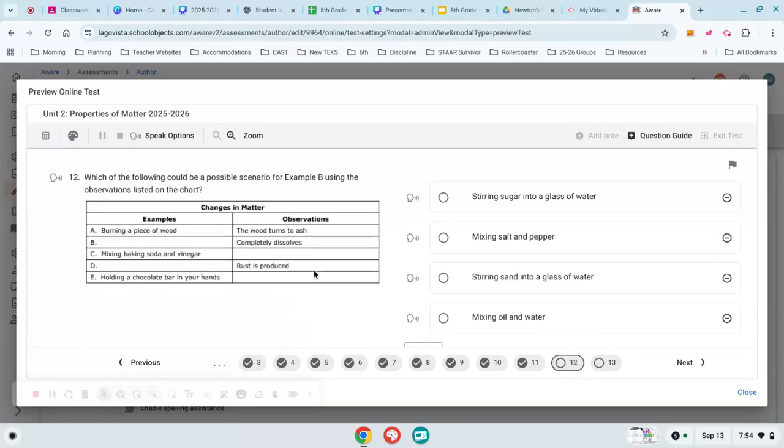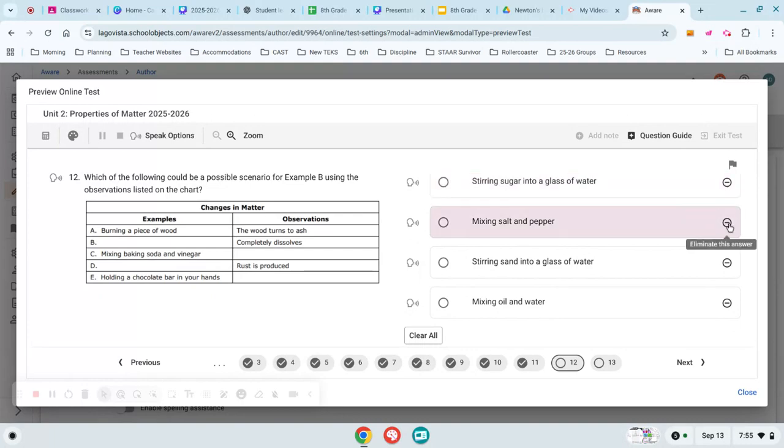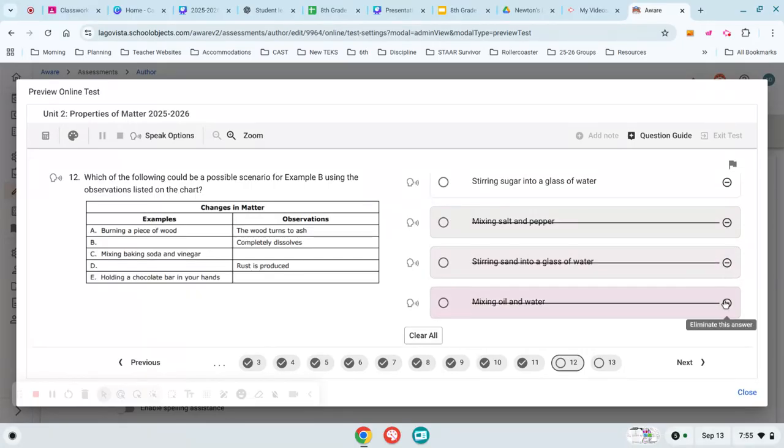Which of the following could be a possible scenario, for example, B, using the observations listed in the chart. So it completely dissolves. So stirring sugar in a glass of water would make it dissolve. Mixing salt and pepper is not going to dissolve. The salt would, but not the pepper. Stirring sand in a glass of water, that's not going to dissolve. And we know oil and water is not going to dissolve. So that was a super easy question.